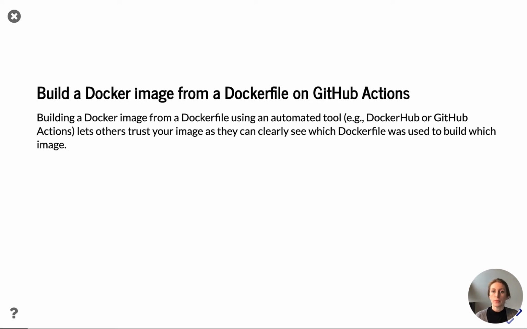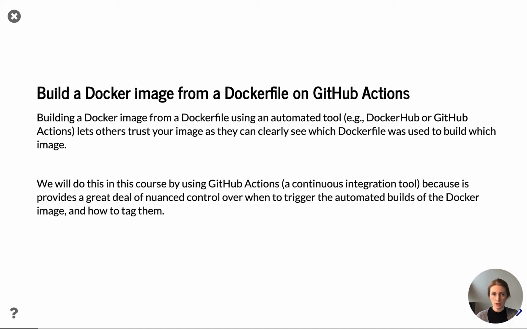Building a Docker image from a Dockerfile using an automated tool lets others trust your image, as they can clearly see which Dockerfile was used to build which image. In this course, we're going to be focusing on a tool called GitHub Actions. It's a continuous integration tool that's often used for running test suites in your code. However, we can use it to do other things like build Docker images. We're choosing this tool over other tools such as Docker Hub because it provides a greater deal of nuanced control over when we should automatically build our Docker image and how we should tag them when we do.